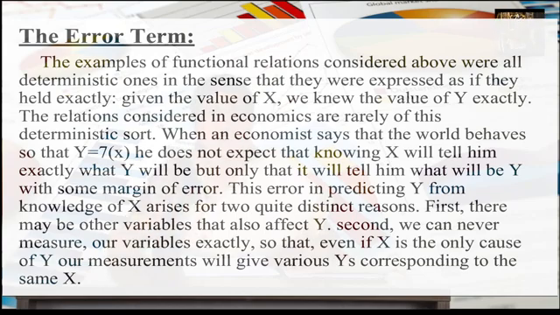This error in predicting y from the knowledge of x arises from 2 quite distinct reasons. First, there may be other variables that also affect y. Second, we can never measure our variables exactly, so that even if x is the only cause of y, our measurement will give various y's corresponding to the same x value.